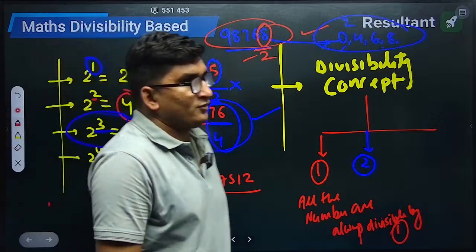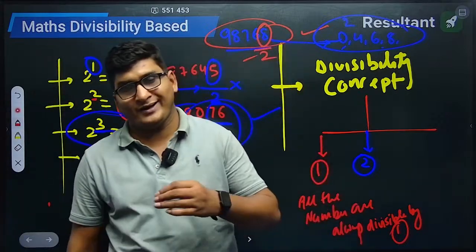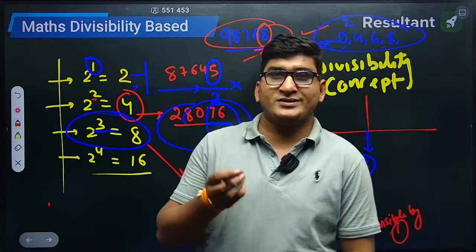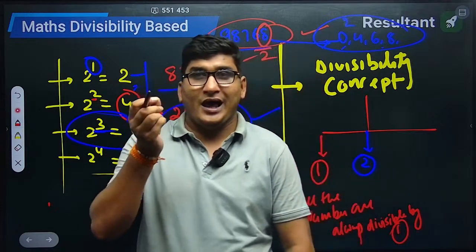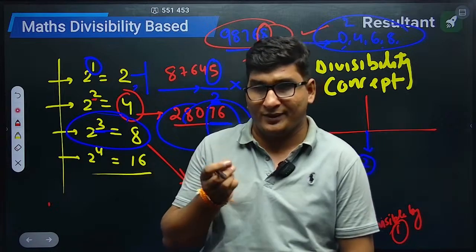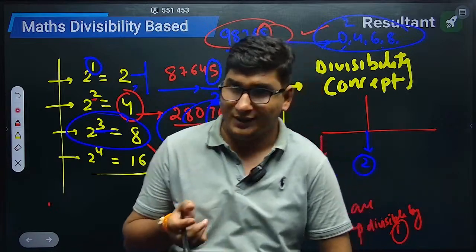So you have no need to solve it or divide the complete number by 8. You can check using the concept of divisibility by 8: if the last 3 digits of any number are divisible by 8, the whole number will be divisible by 8.